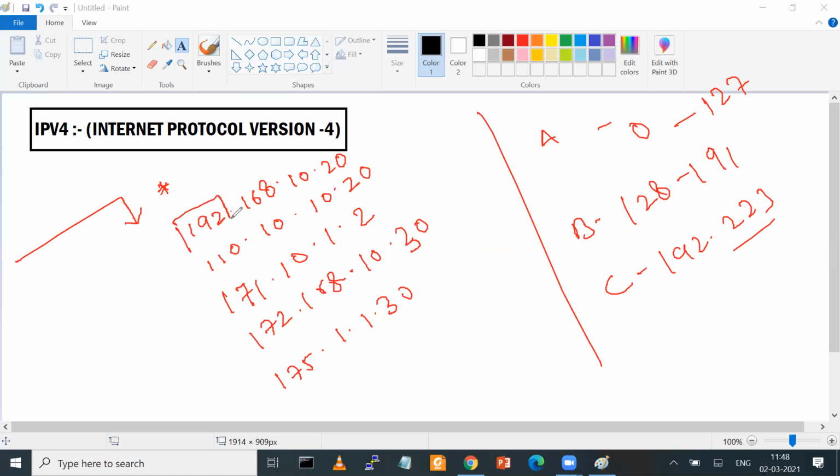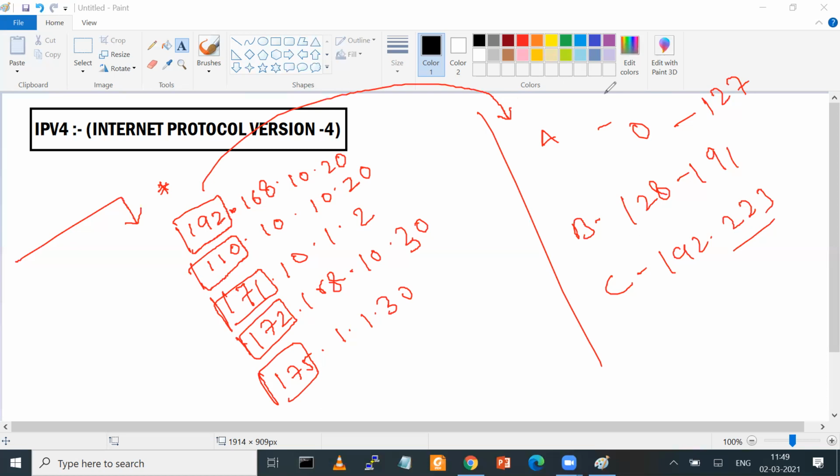So in order to identify the class of an IP address, you always have to check the first octet value. आपको क्या चेक करना है? First octet value ही चेक करना है. Rest 3 octets we do not have to check. Classes को identify करने के लिए हमेशा हमें क्या देखना है? First octet value, and we have to compare it with this IP range. मुझे यहाँ जो रेंज दिख रही है इससे कंपेयर करना है.